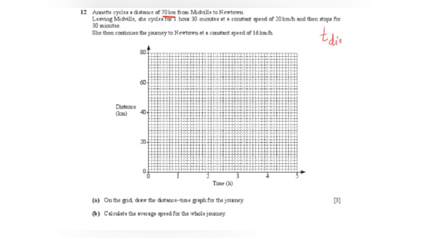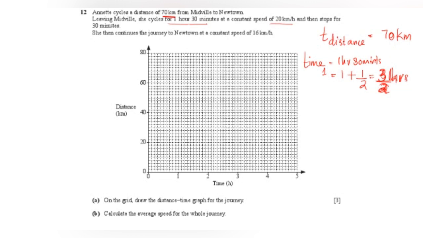So the total distance is equal to 70 kilometers. The time for the first part of the journey is 1 hour 30 minutes, which means 1 plus half an hour, which is 3 by 2 hours in total. The speed with which she travels this distance is given as 20 km per hour. So speed is equal to 20 km per hour.